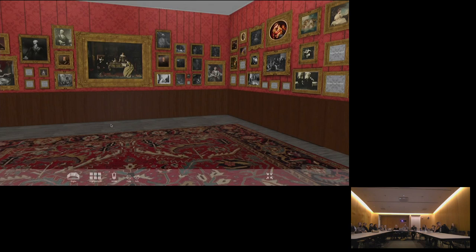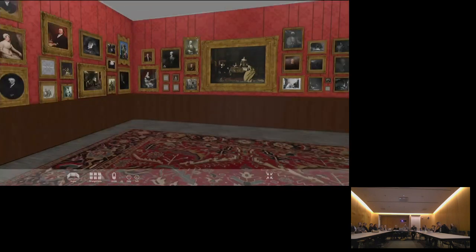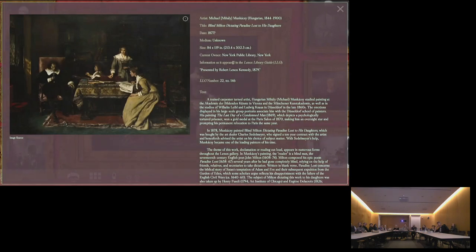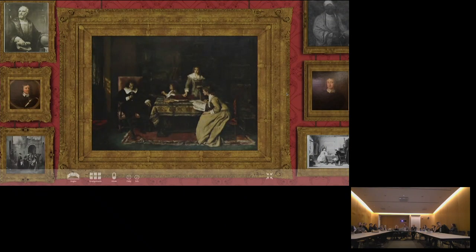That big, large central group portrait is a work by a Hungarian artist named Mihály Munkácsy, and it's of blind Milton dictating Paradise Lost to his daughters. It's still at the library. It's very popular with all the tourists now entering the New York Public Library to look at the beautiful architecture. And it's prominent.